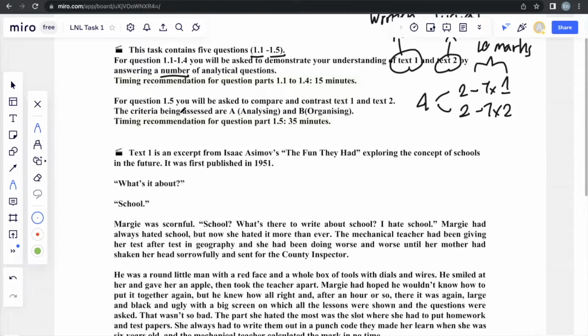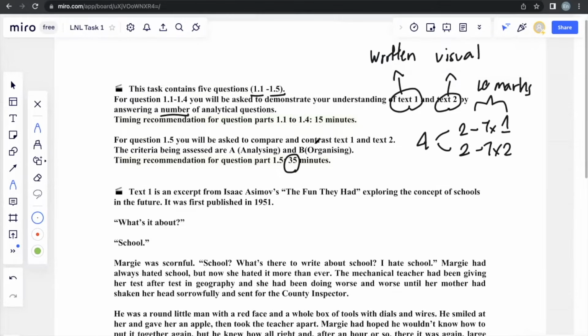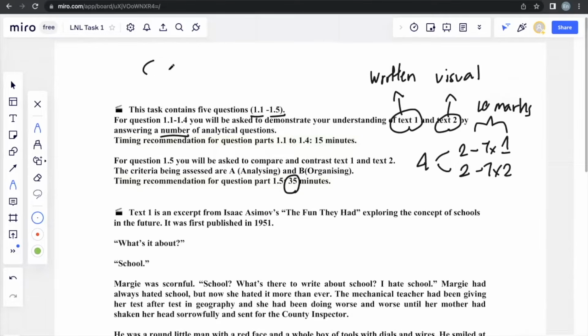For question 1.5, you'll be asked to compare and contrast text 1 and text 2. As you can see, the timing recommendation for question 1.5 is 35 minutes, which is way longer than you have for each of questions 1.1 to 1.4, which also means that this is an essay question. It's a compare and contrast essay that compares and contrasts text 1 and text 2.